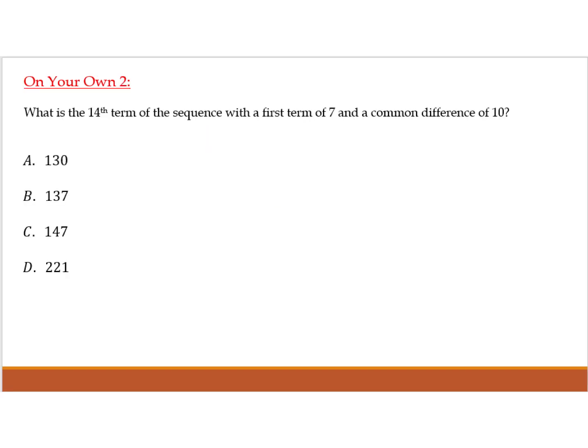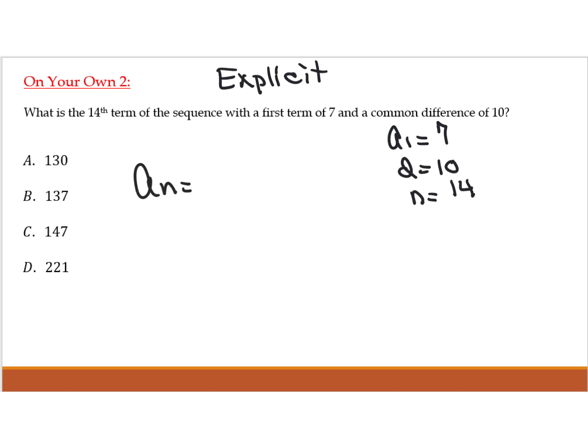All right, this is asking for the 14th term of the sequence with a first term of 7. So I know A sub 1 is 7. It has a common difference of 10, so D is equal to 10. And I'm looking for the 14th term, so N is 14. When I'm given those three pieces of information, I'm going to be using the explicit formula. And the explicit formula, again, is A sub n is equal to A sub 1 plus n minus 1 times D.